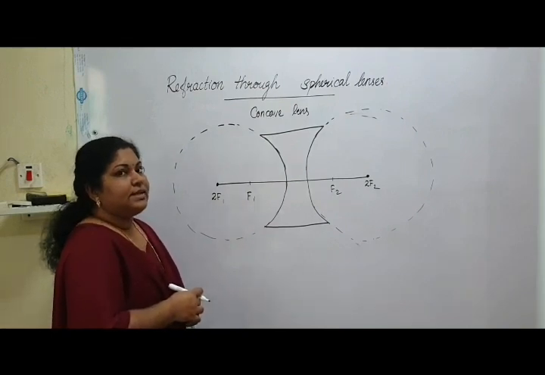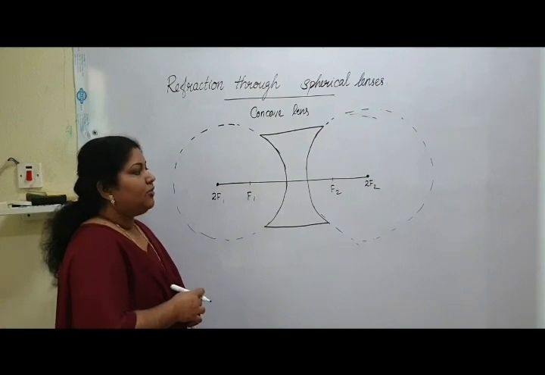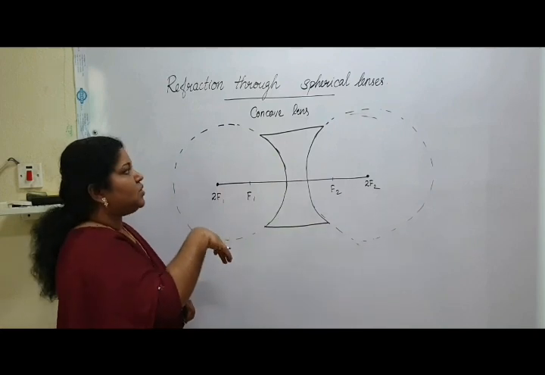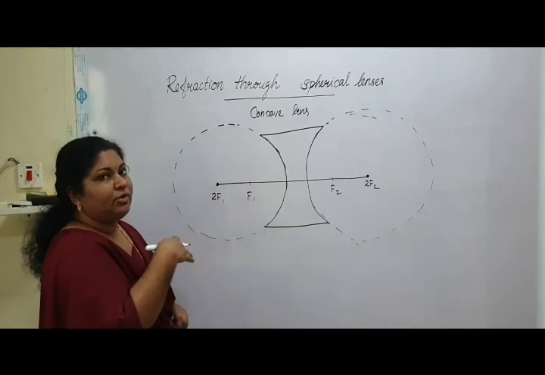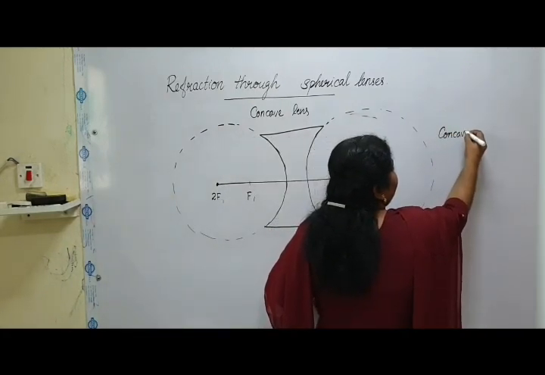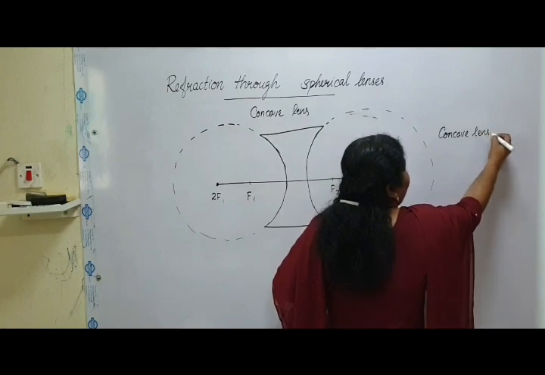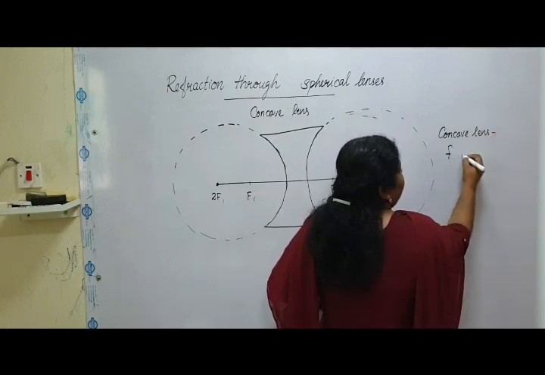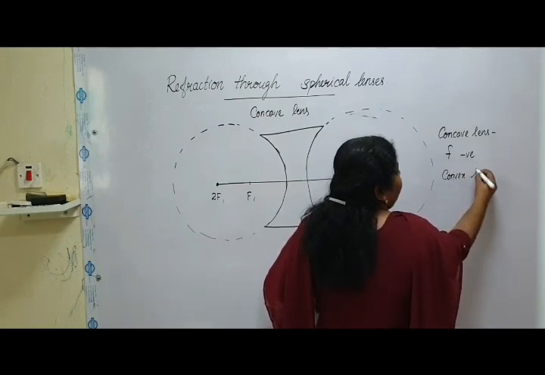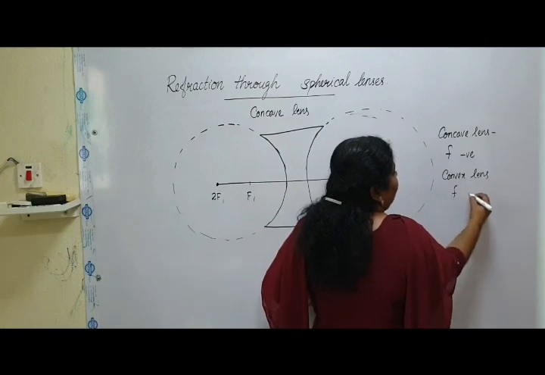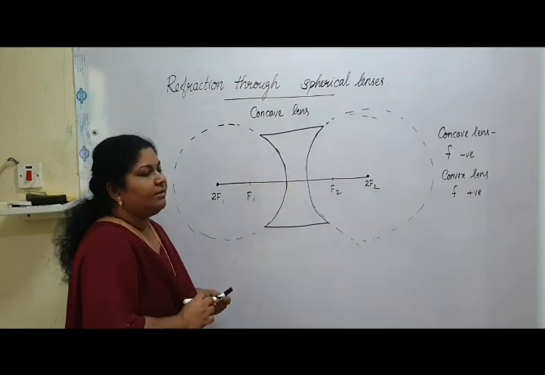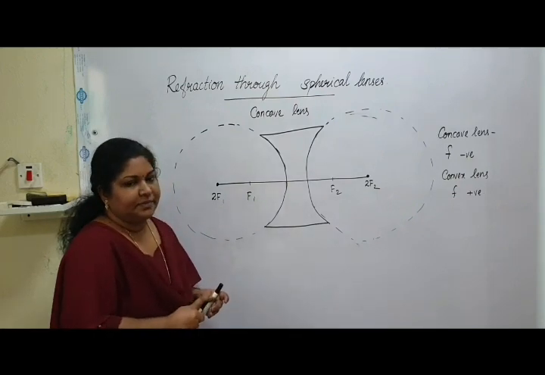So here, according to sign convention, we cannot say whether focus is positive or negative, because focus you can see on the right side and also on the left side. So here we will take just like what we have taken for mirrors. For a concave lens, we will take focal length as negative, and for a convex lens we will take focal length as positive. So that is about concave lens and convex lens.